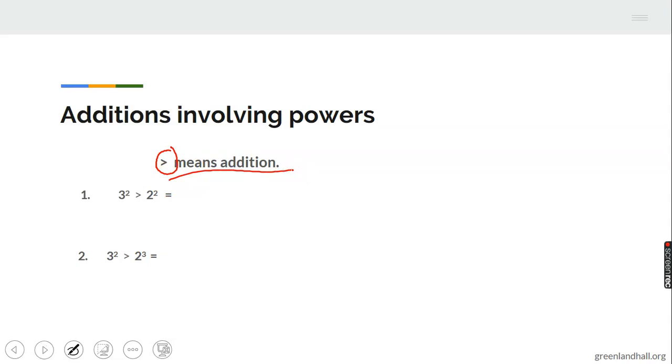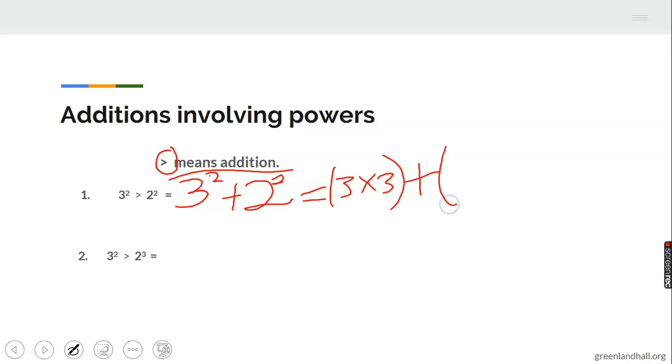This greater than symbol means addition. Now let's look at it. 3 raised to power 2 plus 2 raised to power 2. So 3 raised to power 2 is what? Look at it, 3 in 2 places, right? You multiply it, 3 in 2 places, plus 2 raised to power 2. That's 2 in 2 places as well. So what do we have?